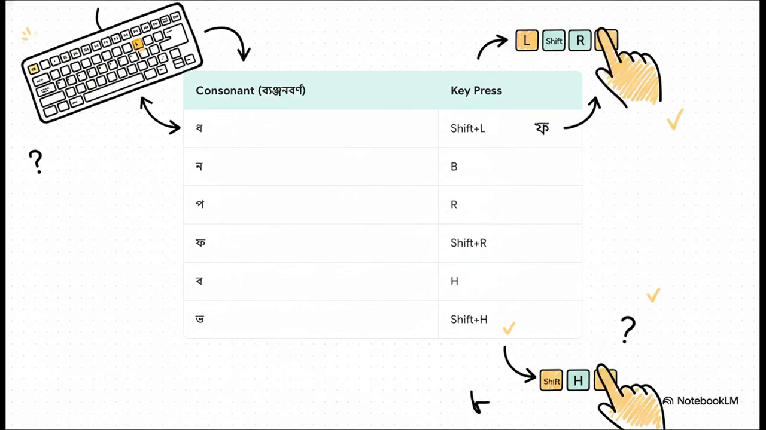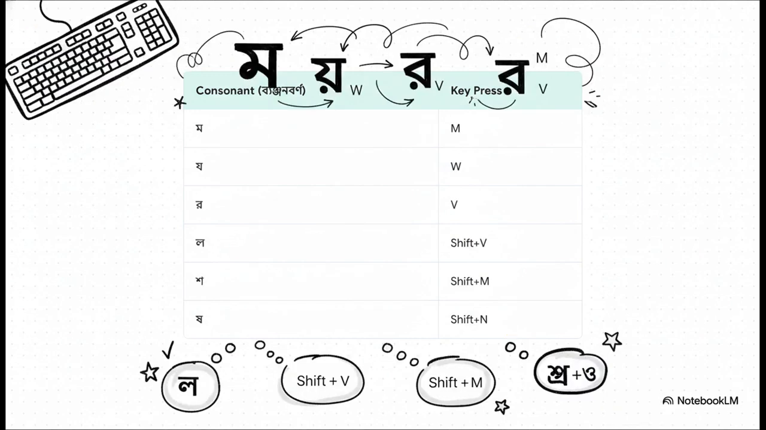Next up, we have da on L, which makes dha, Shift plus L. Pa on R becomes fa with Shift plus R, and ba on H becomes bha with Shift plus H. It's a really consistent system, which is great news for us. You're doing great. Okay, here are a few more to add to your arsenal. Ma is on M, ya is on W, and ra is on V. Now, this set introduces a few unique combinations to memorize. La is Shift plus V, sha is Shift plus M, and another sha is Shift plus N.